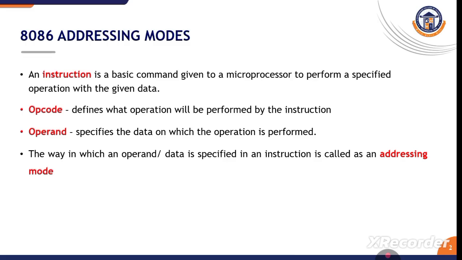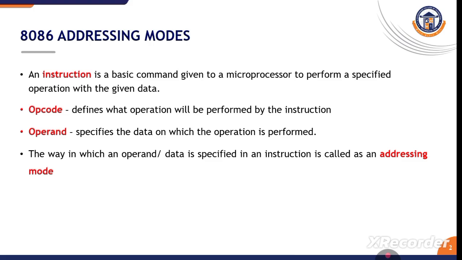So here, what does instruction mean? It is a basic command given to a microprocessor to perform a specified operation within the given data. Operands may include registers, memory, instructions, and input/output ports.